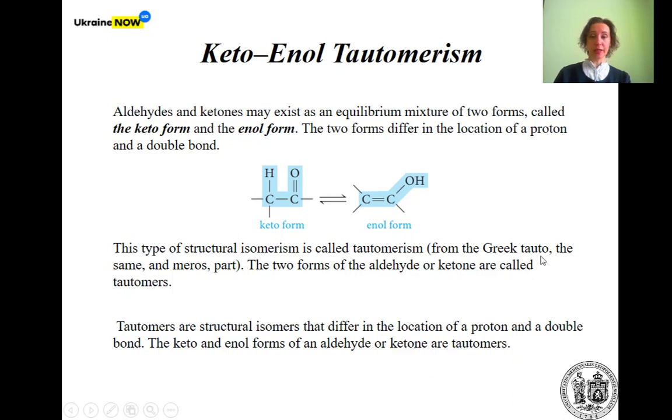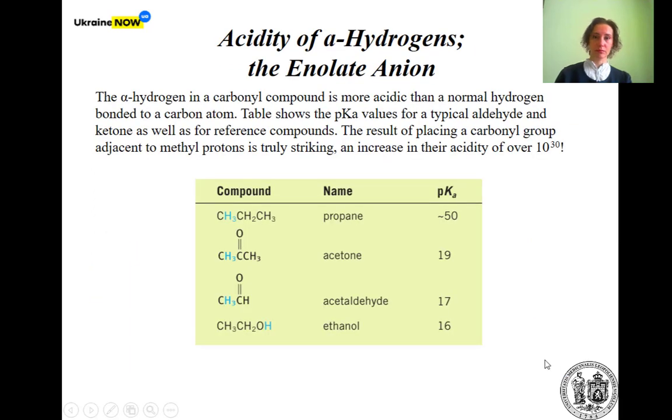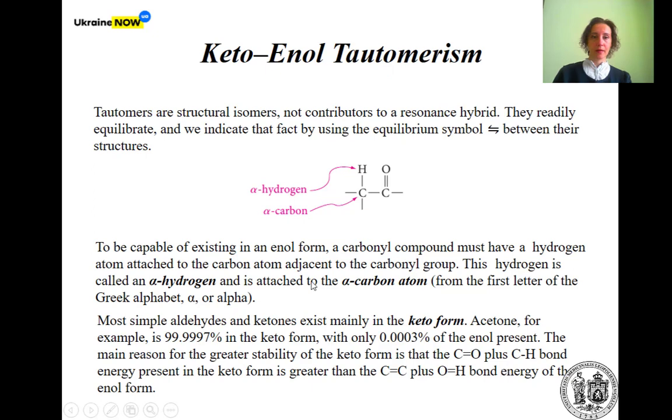If we talk about aldehydes and ketones, here is an example. Acetone exists almost entirely in the carbonyl form, and the enol form exists only in a very small amount. Nevertheless, this tautomerism gives the possibility for very important reactions that are used in organic synthesis.